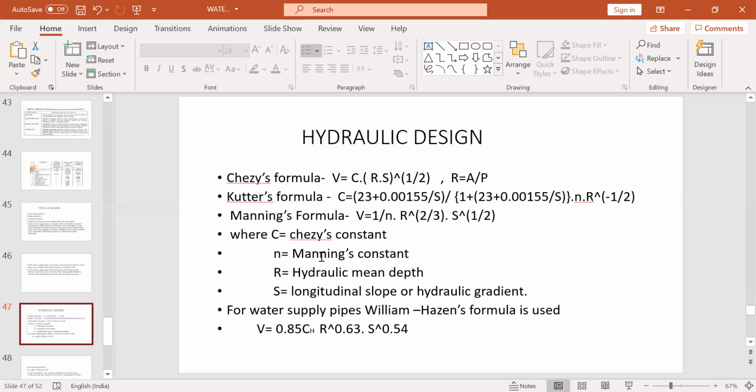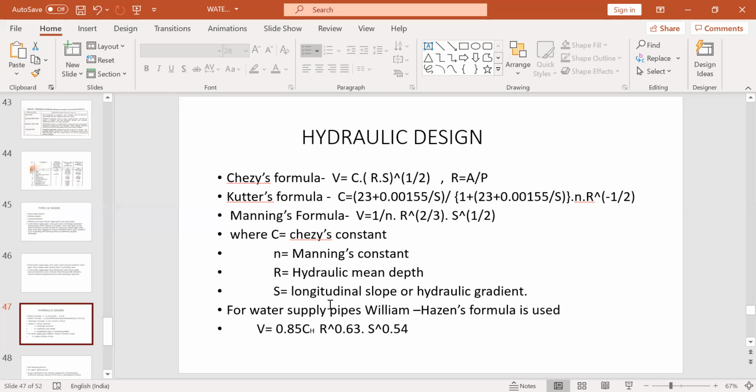It depends on the roughness of the material of the sewer used: for cement concrete sewers, for earth, for vitrified tile sewers, for brick lining sewers. For different materials of lining, the value of N will be different. The rougher the surface, the higher will be the value of N. Generally it varies from 0.01 to 0.04. So this is the range for N.